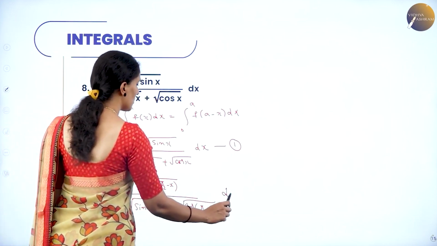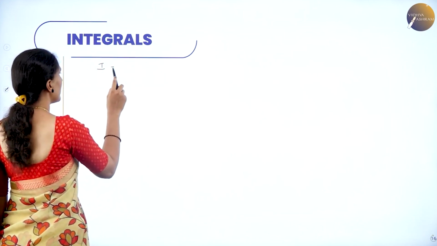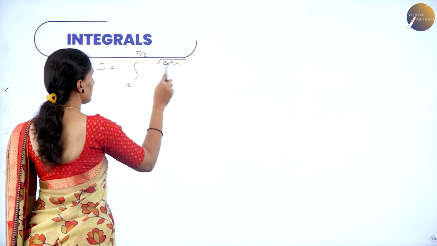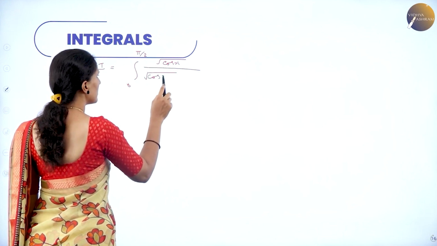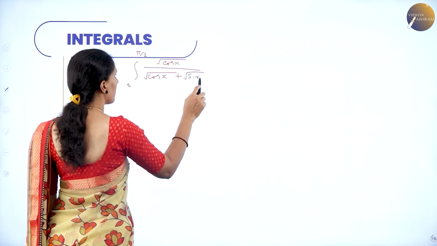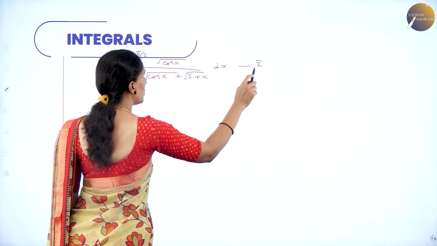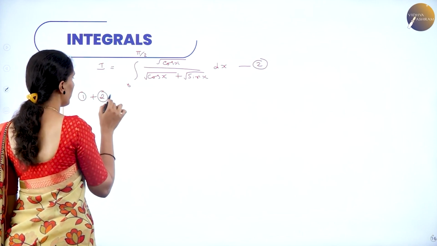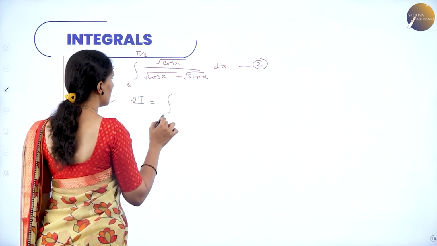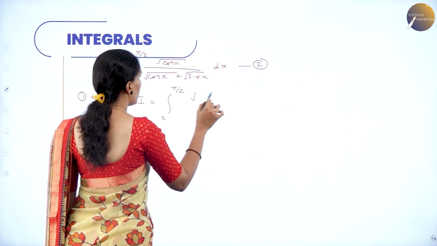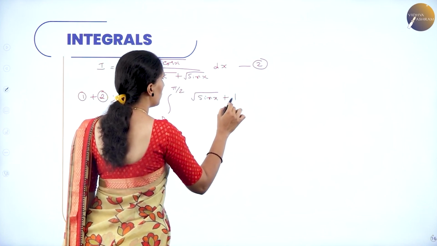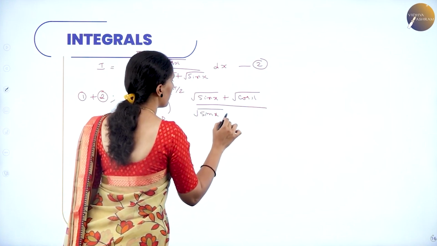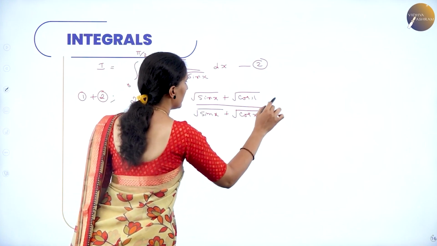With respect to dx, after solving we get I is equal to the integral from 0 to pi by 2 of root cos x divided by root cos x plus root sin x. Take this as equation 2. Now adding both equation 1 and 2, we get 2I is equal to the integral from 0 to pi by 2 of root sin x plus root cos x divided by root sin x plus root cos x dx.